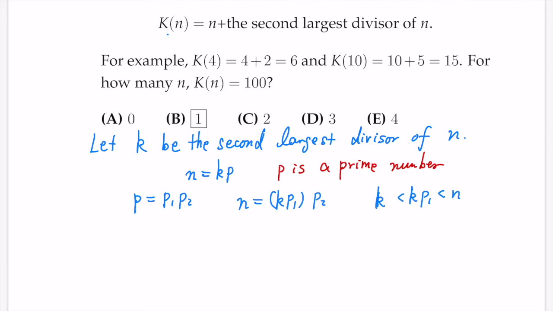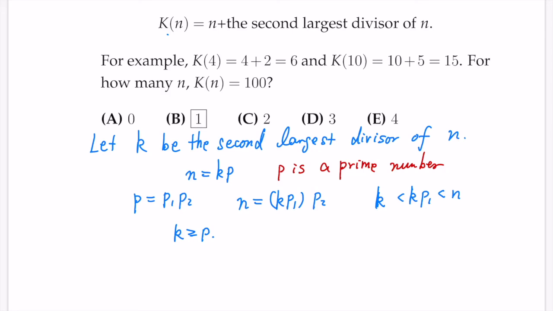Since k p1 is strictly less than n, k p1 shouldn't be the largest divisor of n, which is n itself. And since k p1 is strictly bigger than k, it has to be the second largest divisor, but by our assumption k is the second largest one. That gives us a contradiction, and then we proved that p is a prime number. There's one more thing we have to observe: k has to be bigger than or equal to p, obviously, because otherwise you can use p instead of k.